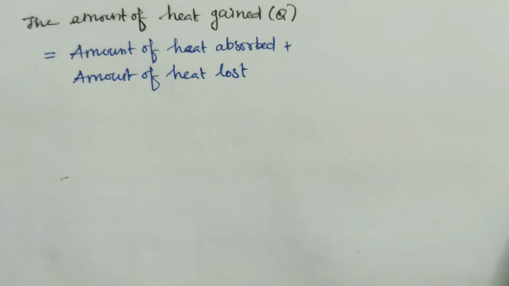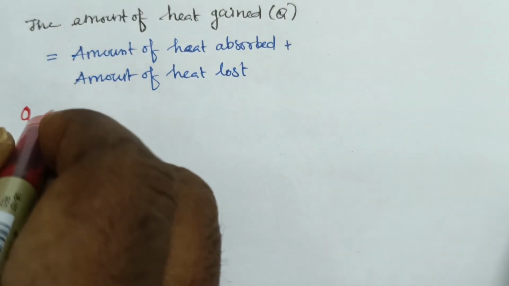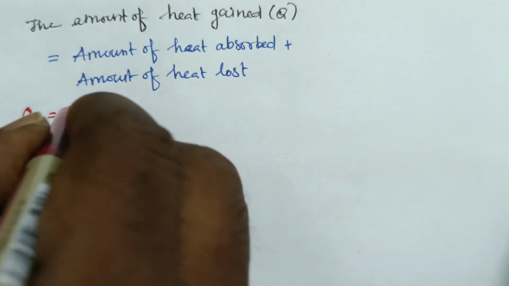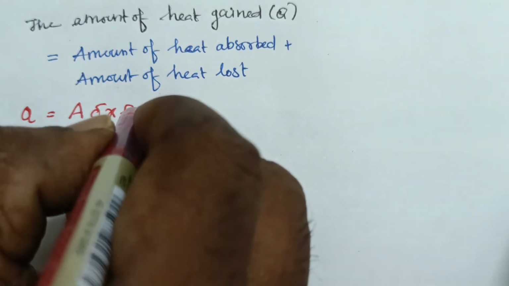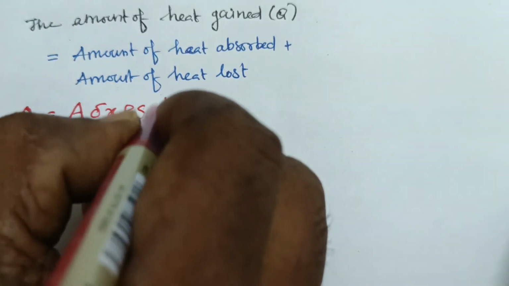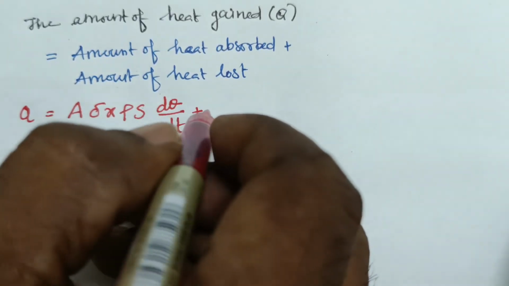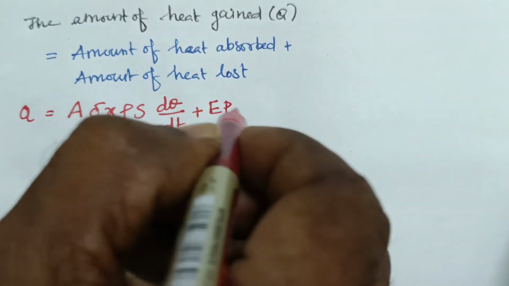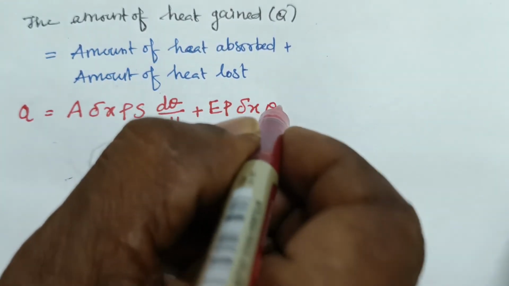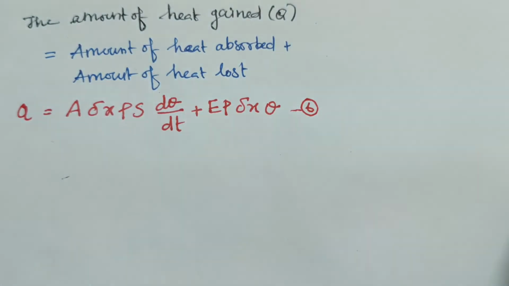Already know that the equation 4 and 5, that is Q is equal to equation 4, A del x rho s d theta by dt, plus the amount of heat lost, equation 5, E P del x theta. So equation number 6.